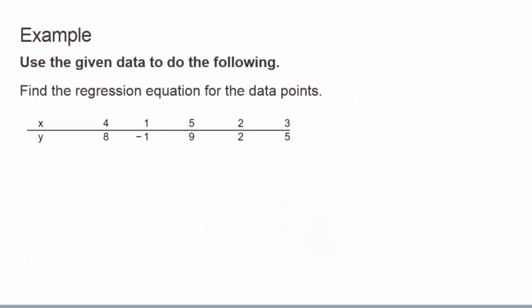Example. Use the given data to do the following. Find the regression equation for the data points. For our table, we have x and y. Our first point is (4, 8), then (1, -1), (5, 9), (2, 2), and (3, 5). We need to find the regression equation y hat equals b sub 0 plus b sub 1 x, where b sub 0 is the y-intercept and b sub 1 is the slope.